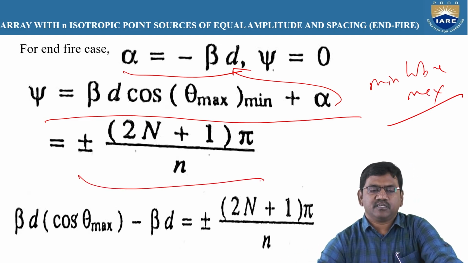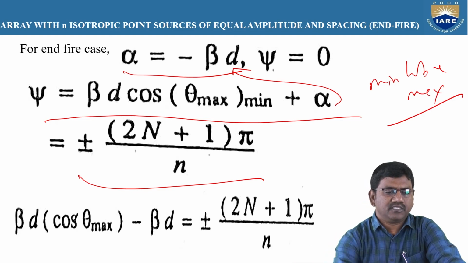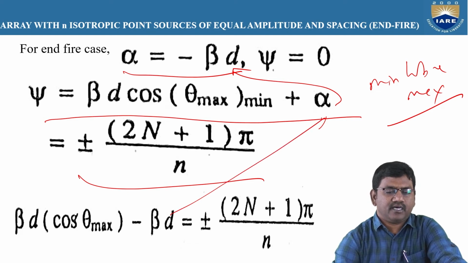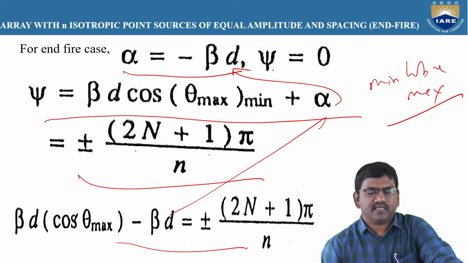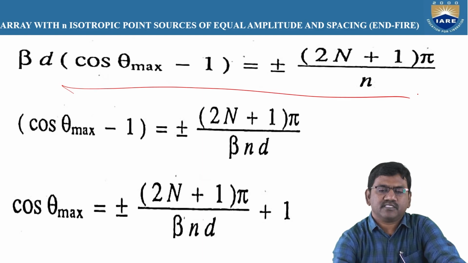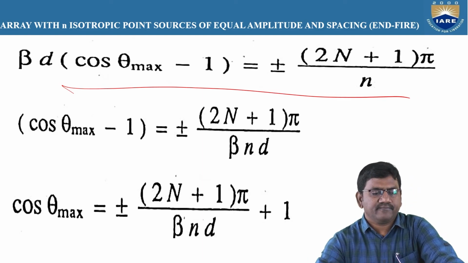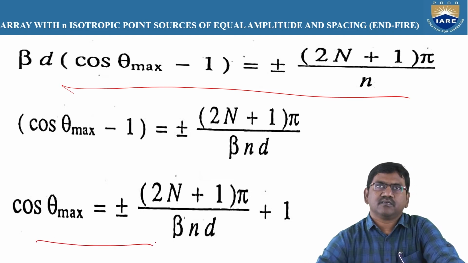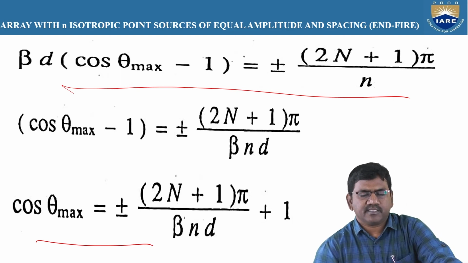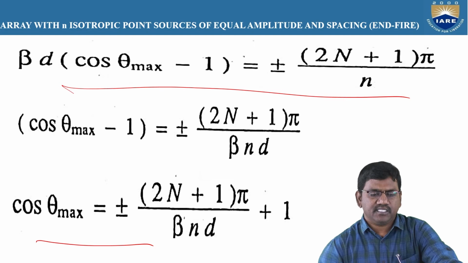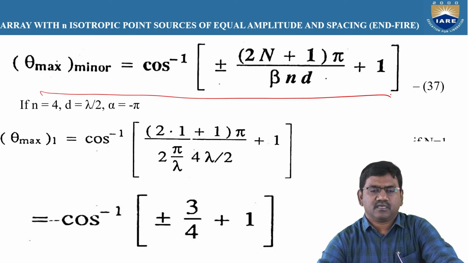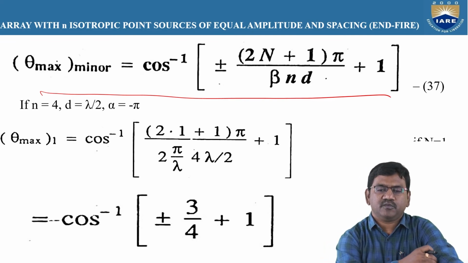Plus or minus 2n plus 1 by n into pi. If you further simplify, you know that alpha is minus beta d, substitute here. And if you further simplify, you will get the value of theta max here. Mathematically simplify: beta d into cos theta max minus 1 is equal to plus or minus 2n plus 1 by n into pi. If you further simplify, you will get cos theta max equal to plus or minus 2n plus 1 by beta nd into pi plus 1. Now let us take a special case by taking the number of sources as 4 and d separation as lambda by 2. So the minor lobe maximum will be equal to cos inverse of plus or minus 2n plus 1 by beta nd into pi plus 1.